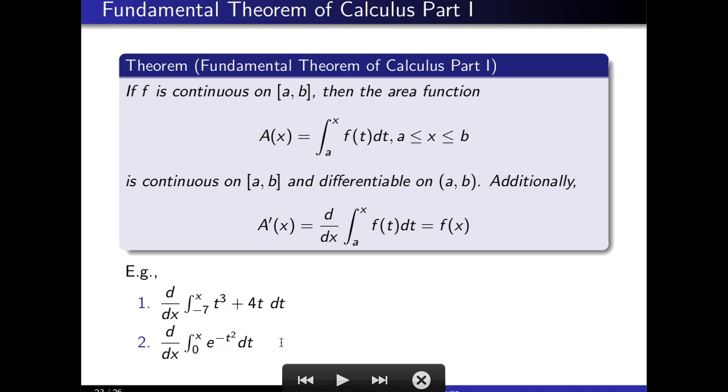And here we want to find the derivative of the area function going from 0 to x of e to the minus t squared dt. That'll just be e to the minus x squared.